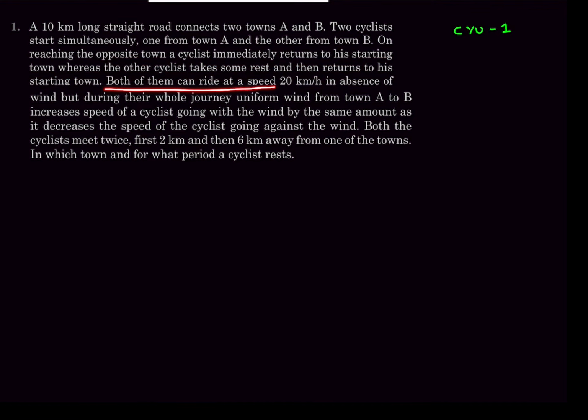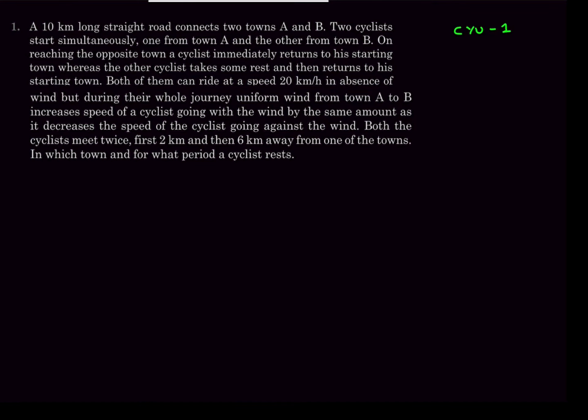Both of them can ride at a speed of 20 kmph in the absence of wind, but during their whole journey, uniform wind from town A to B increases the speed of a cyclist going with the wind, and it decreases the speed of the cyclist that is going against the wind. Both the cyclists meet twice, first 2 kilometers and then 6 kilometers away from one of the towns. So in which town is the cyclist resting and for what period?